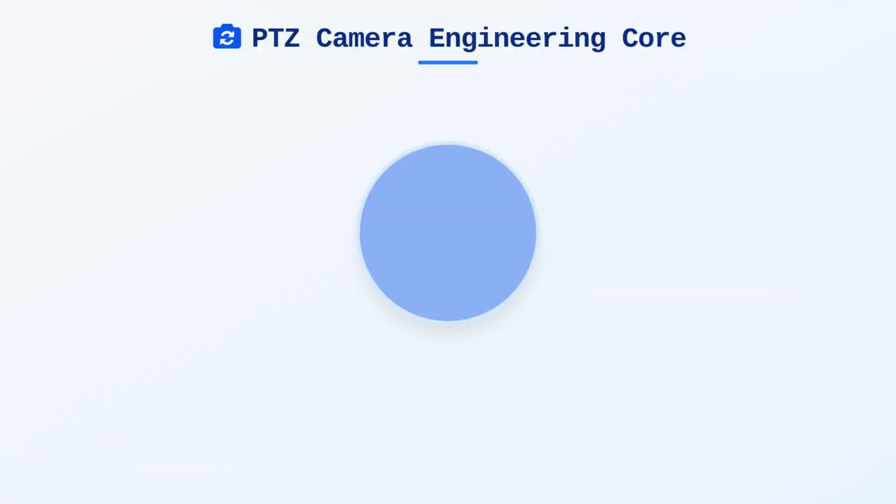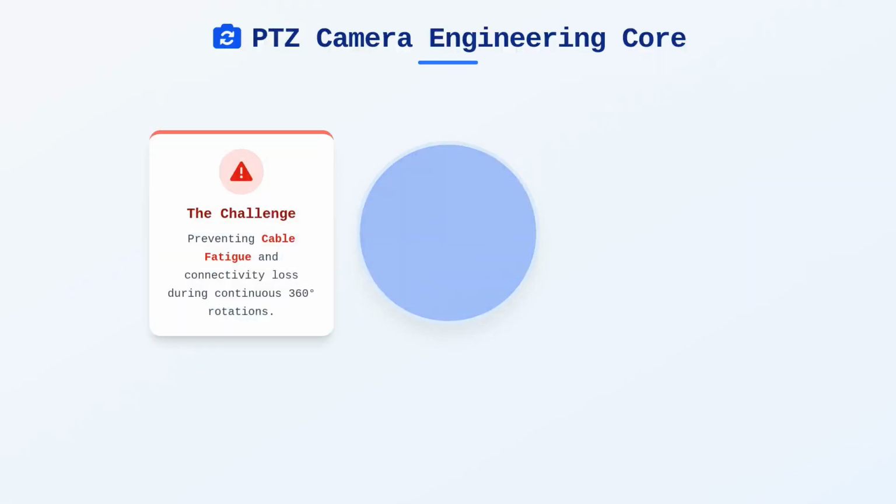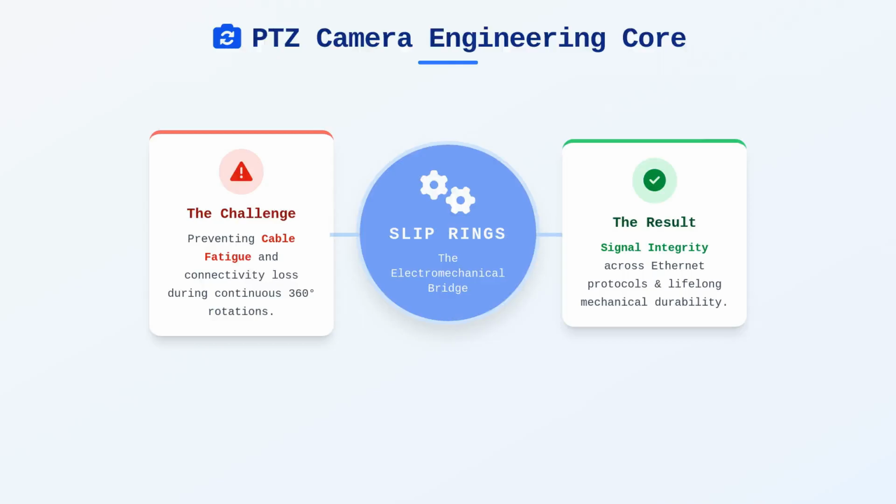Unlike fixed cameras, a PTZ unit must facilitate continuous 360-degree panning without the risk of cable fatigue or internal connectivity loss. This is typically achieved through the integration of slip rings, which are electromechanical devices that allow the transmission of power and electrical signals from a stationary structure to a rotating assembly. Without these conductive rings and contact brushes, the cabling would inevitably twist and break after a few complete rotations.